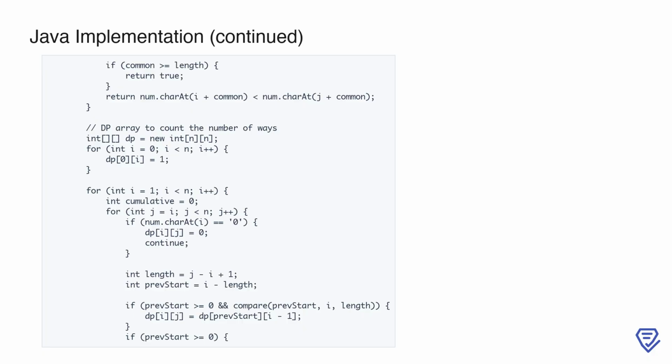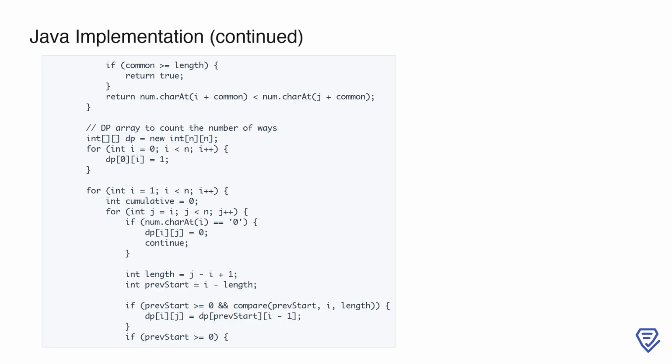Initially, for the first row, all positions are set to 1, as single-digit numbers are always valid. Then, we begin iterating over the string with two nested loops. The outer loop handles the starting index of a substring, while the inner loop processes the ending index. For each substring, we first check if it starts with 0. If it does, we skip it since leading zeros make the substring invalid.